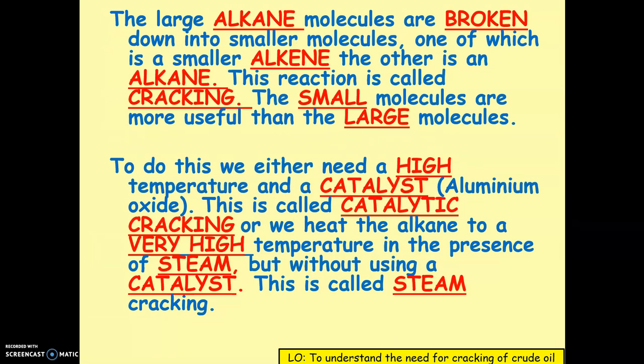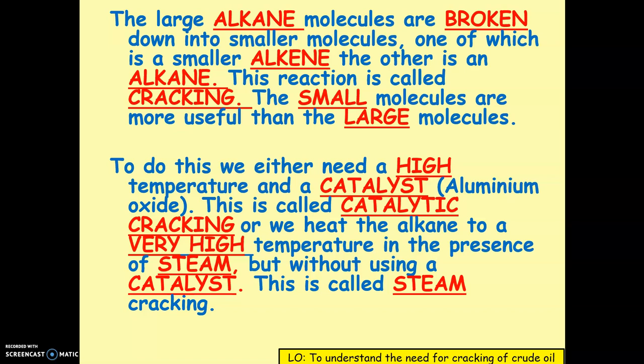So the large alkane molecules are broken down to smaller molecules, one of which is a smaller alkene. Remember, that's got double bonds and is unsaturated. The other is an alkane that's saturated and has only single bonds. This reaction is called cracking. The small molecules are more useful than the larger molecules.